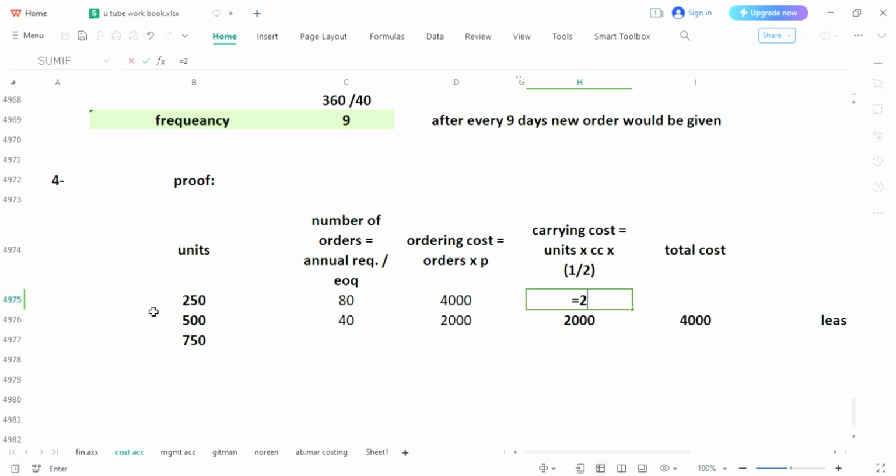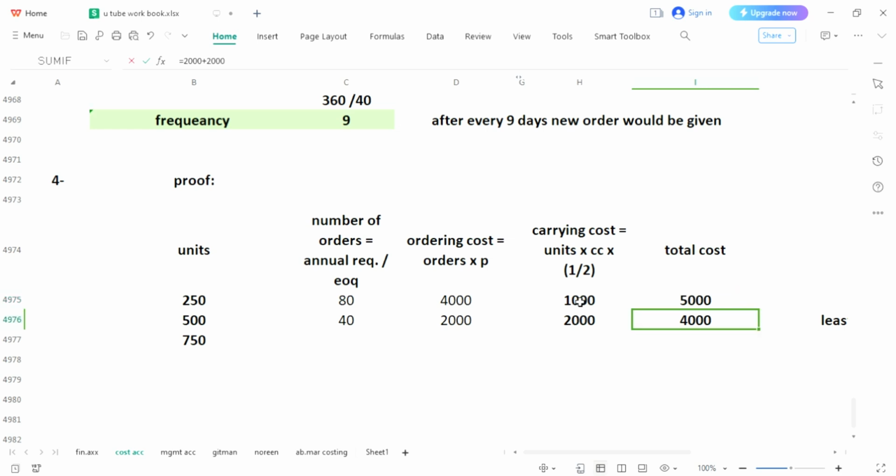Units are 250. You need to multiply it with carrying cost, which was 8, and then 1 by 2, which means 0.5. Put it over here. This way your carrying cost has also been calculated. For total cost, your ordering cost was 4000, and you will add your carrying cost, which is 1000. In this way you have got your total cost.